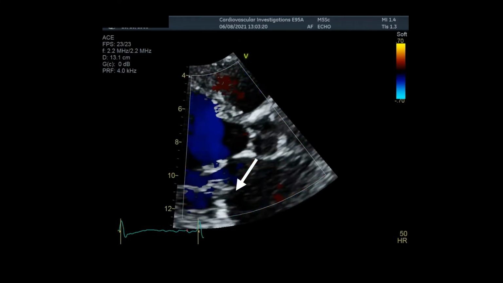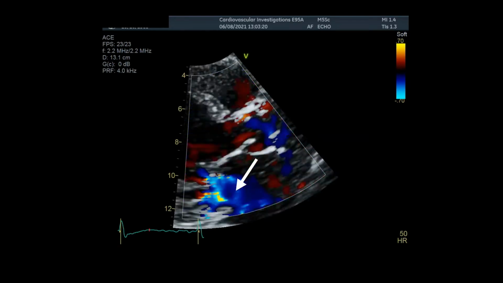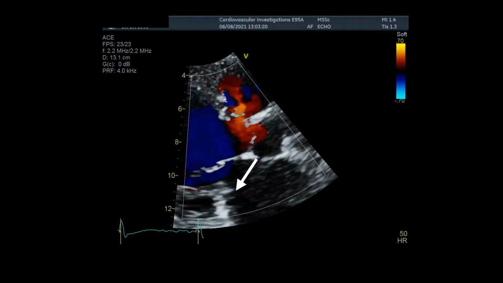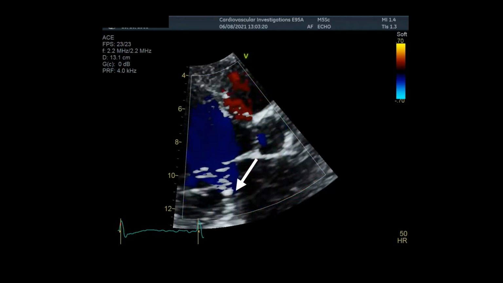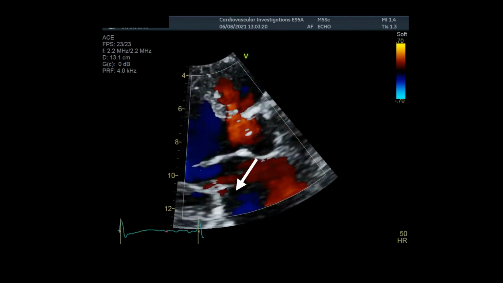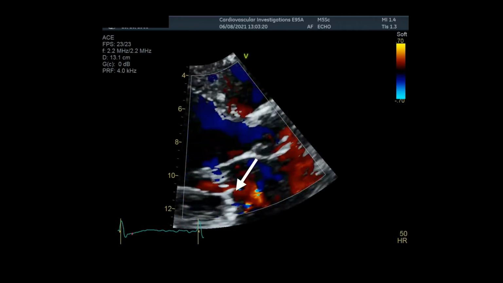And again, this is the same patient, but just a slightly different image. They've cut through the valve at a slightly different angle and zoomed in a little bit more. And as you can see, the jet isn't as obvious in this image.